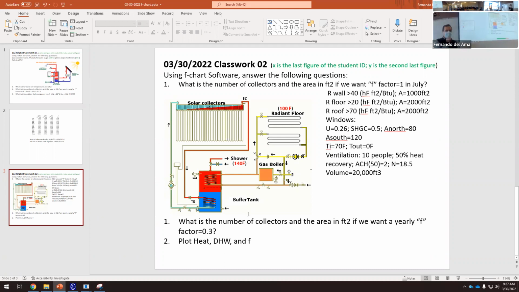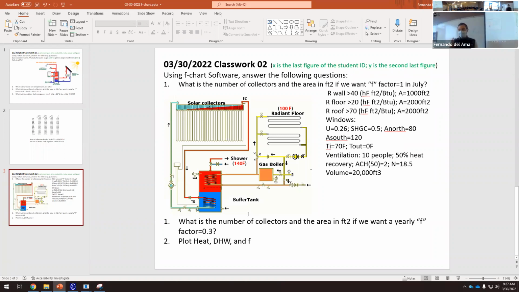So as architects, probably we don't need to understand that. This is more for plumbers, okay? Because the plumber needs to understand what pipe is connected to what. And we have different elements here. We have the solar collectors, the tank, the gas boiler, and the radiant floor. And we have the shower or the domestic hot water.